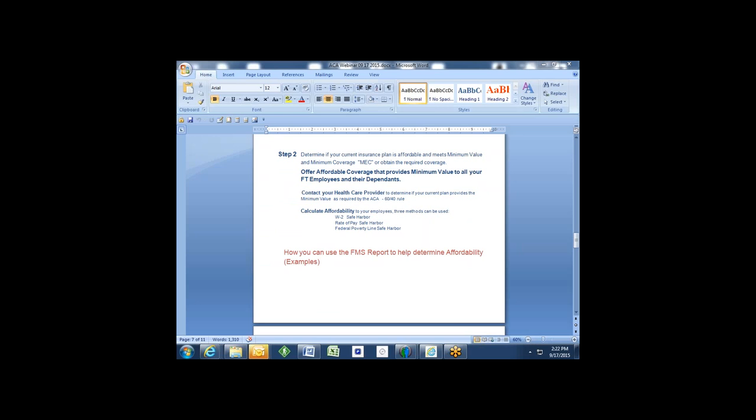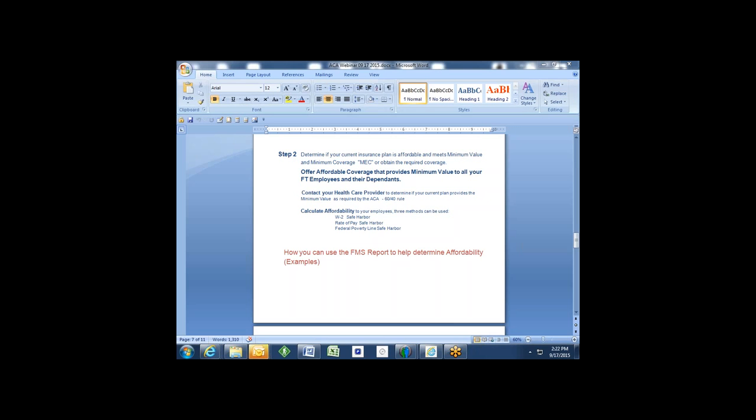Okay, step 2 for the employers is to make sure that they obtain health coverage that is affordable and meets the minimum essential coverage. Basically, what they're going to have to do is get with their health care provider and determine where their health coverage currently is, or obtain coverage that meets these requirements. There is a lot involved in that, and it's way beyond anything that I could talk to. So they need to contact their health provider.